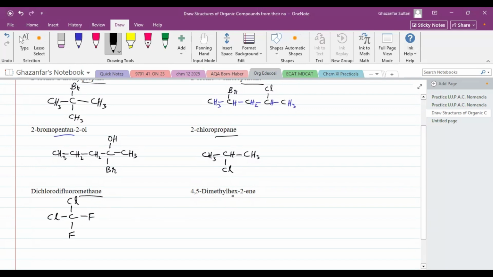And now this is 2-methylhex-2-ene. So 6 carbon atoms. 1, 2, 3, 4, 5, 6. And 2-ene means the double bond is present between second and the third carbon. Whether you start from here or here, it's up to you. I'm doing it from there. So on the second position, double bond is mentioned, second and third. 4,5-dimethyl. 1, 2, 3, 4. Methyl is on fourth position and fifth position.